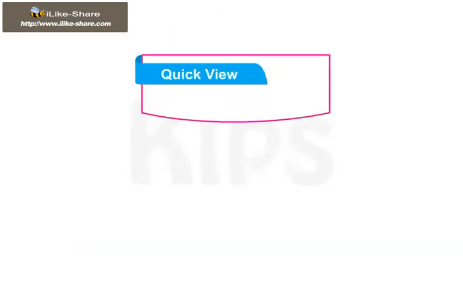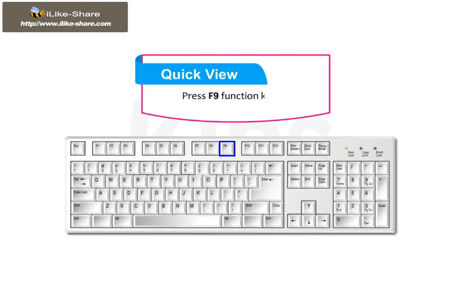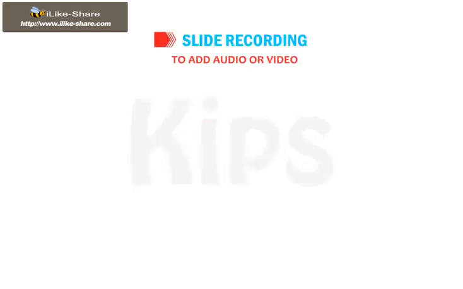Students, let's take a quick view. Press F9 function key to begin recording. Now let us understand how to add audio or video.